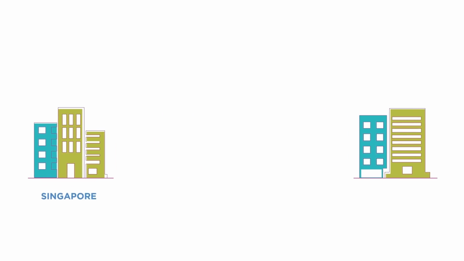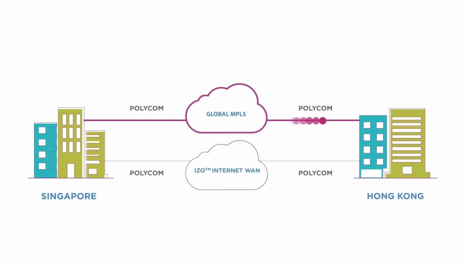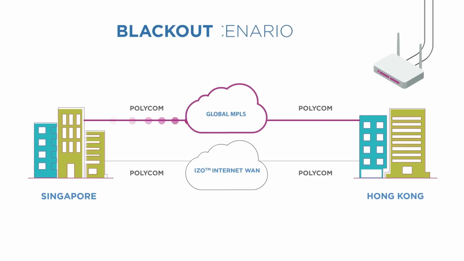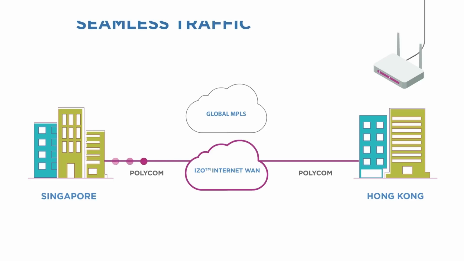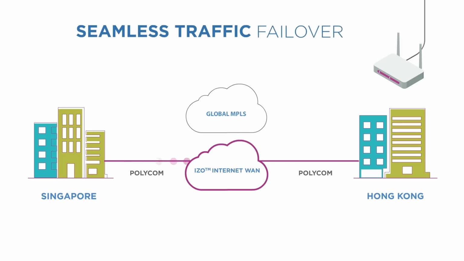Let's see this use case for our offices in Singapore and Hong Kong, connected by the MPLS primary link and the ISO Internet WAN secondary link for Polycom traffic. To simulate a blackout scenario, let's unplug the MPLS link. As soon as this happens, we observe a seamless traffic failover to the ISO Internet WAN link.